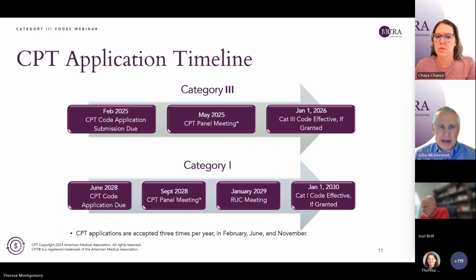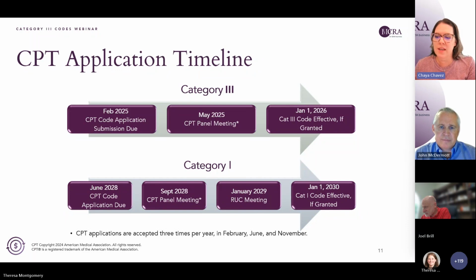And Joel, I see you're back, so I'm glad we've got you again. Let me have Chaya comment briefly on then what can we do for the physician payment side for the Category 3 code? So yeah, the physician payment is what's called carrier priced. So that means that there isn't a set payment rate for the physician.